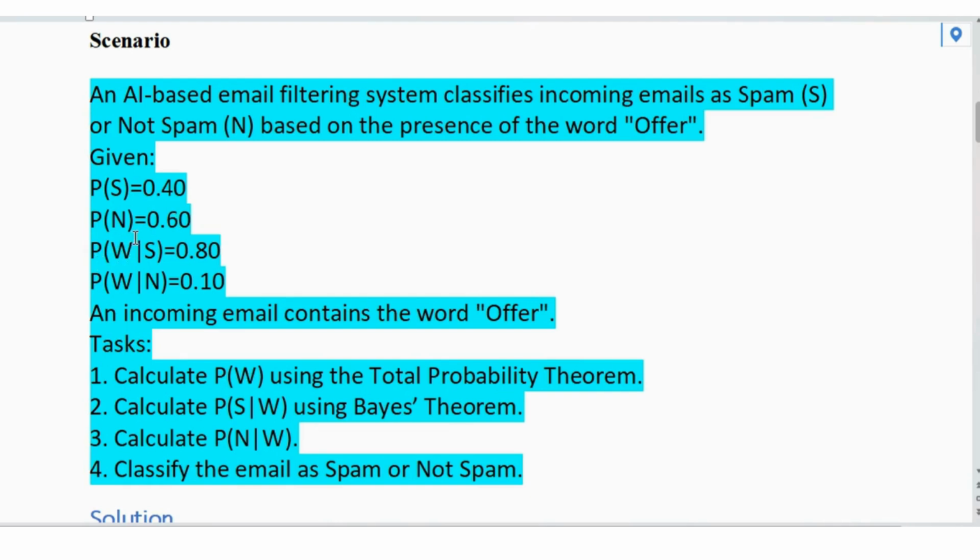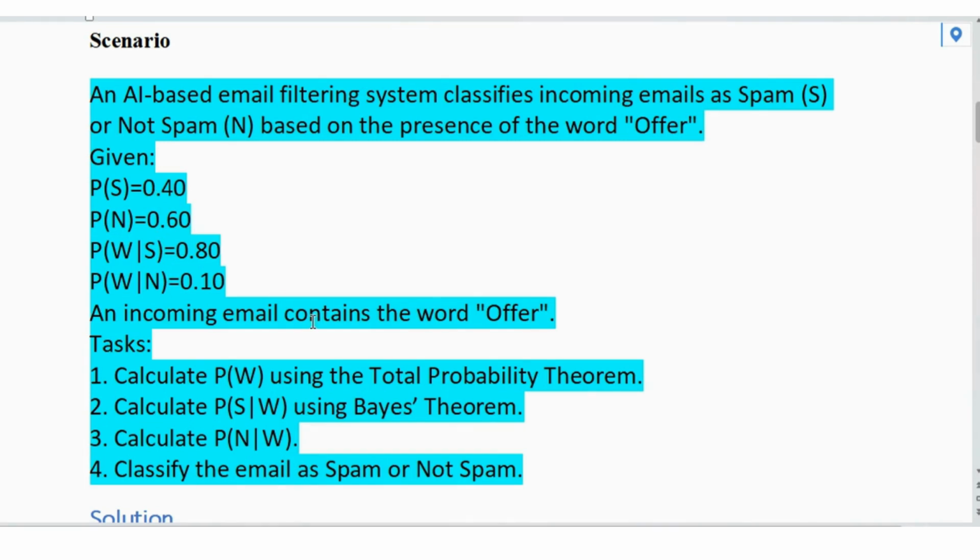The probability of the presence of the word offer, given that it is from a spam mail, is 0.8. Likewise, the probability of the presence of the word offer, given that it is from a non-spam mail, is 0.1. Okay, so these are your prior probabilities and conditional probabilities.